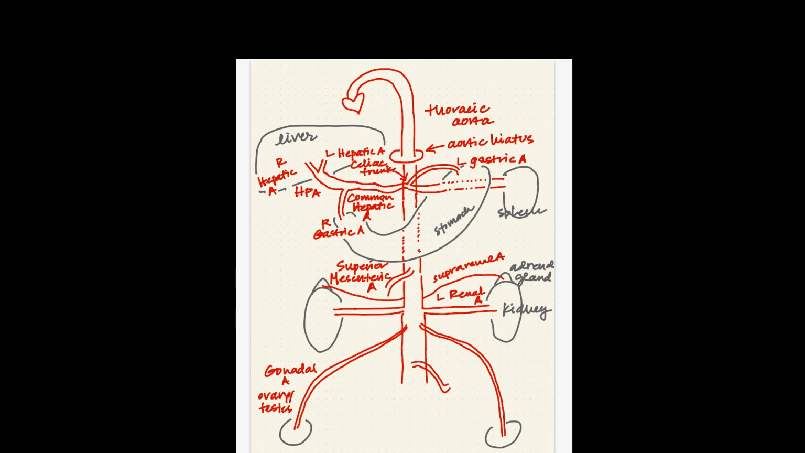Our final major branch off of the abdominal aorta is going to be the inferior mesenteric artery. And this branch is going to supply the distal end of the large intestines. So from transverse colon through the rectum. And then the abdominal aorta is going to ultimately bifurcate into the left and right common iliac arteries.